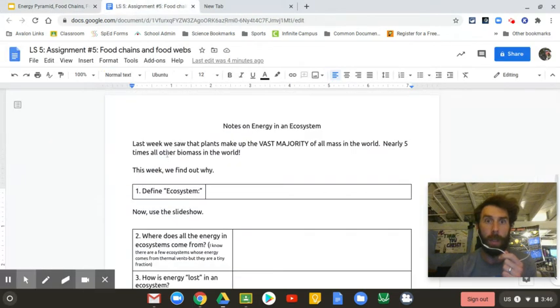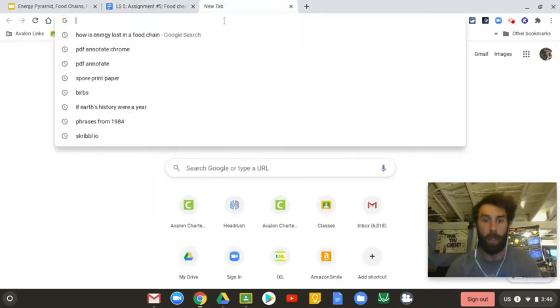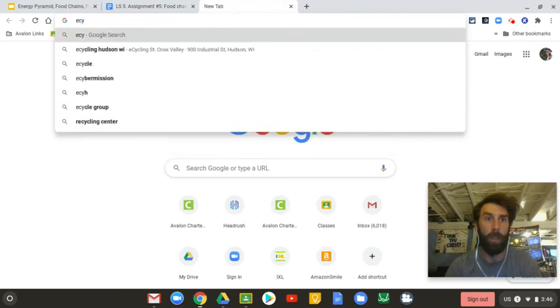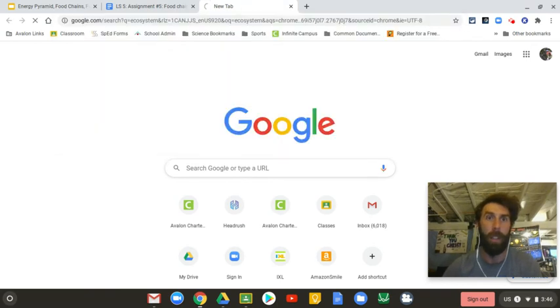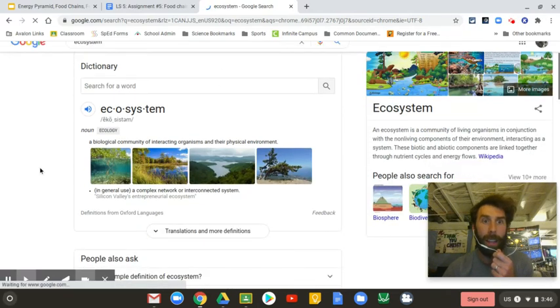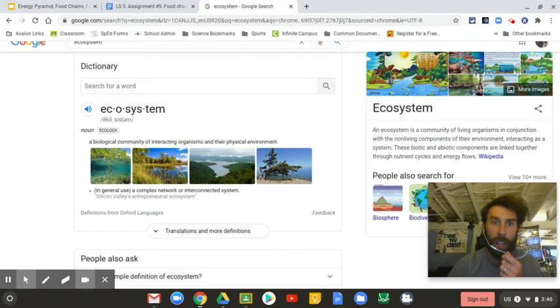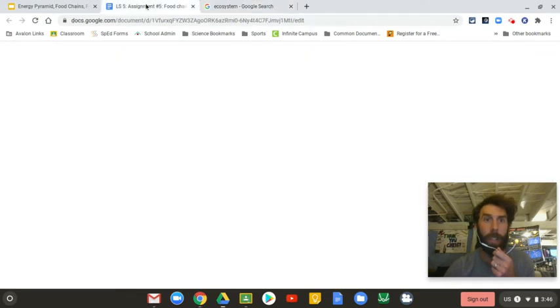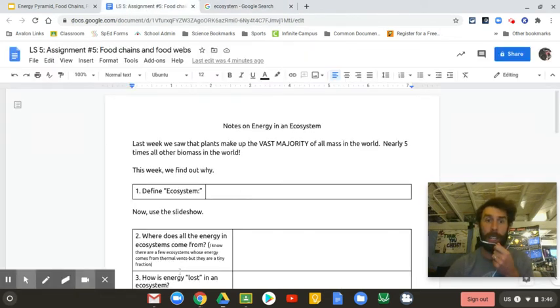In your assignment, the first thing that you are supposed to do is to define ecosystem. To do that, go to Google and search ecosystem. Here it tells me that an ecosystem is a biological community of interacting organisms and their physical environment. That's a great definition, so I can put that definition here.